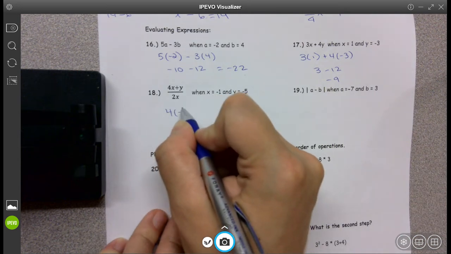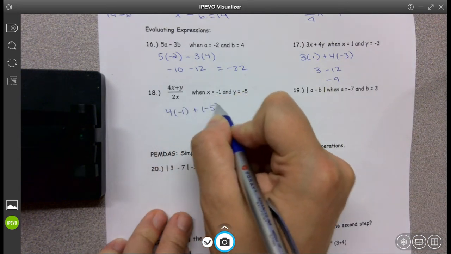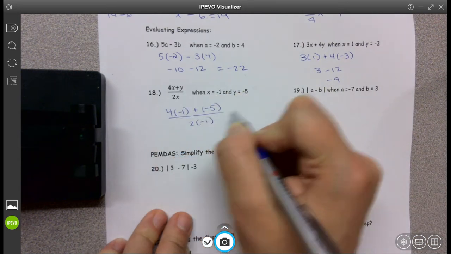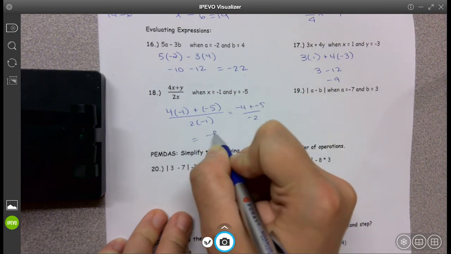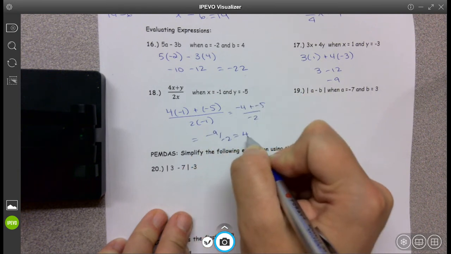I'm replacing x with negative 1, I'm replacing y with negative 5, and I'm replacing x with negative 1. It's going to be negative 4 plus a negative 5 over a negative 2, which is negative 9 over negative 2, which is 4.5.